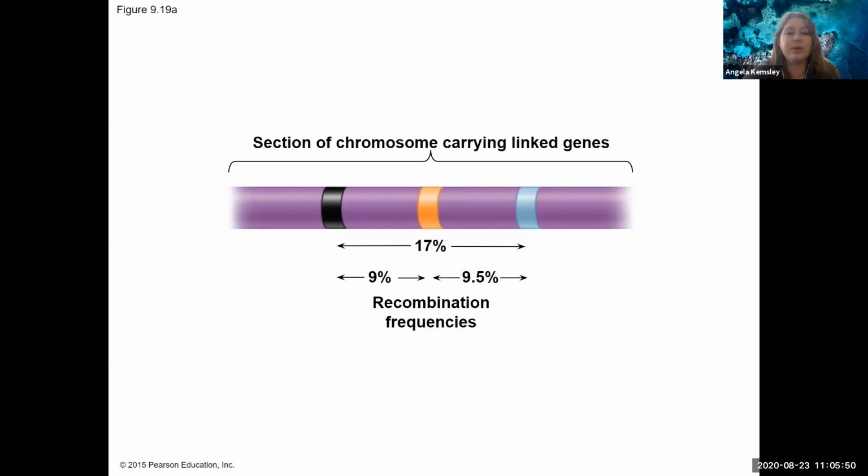We find that the blue and the black are separated about 17% of the time. But black and orange are only separated 9% of the time, and orange and blue are only separated about 9.5% of the time. So since blue and black are separated more often, we know that they must be farther apart than either blue and orange or black and orange. So we can do a little math here. We can figure out approximate locations of the genes here based on the recombination frequencies, the percentage of times that they are separated during crossing over.